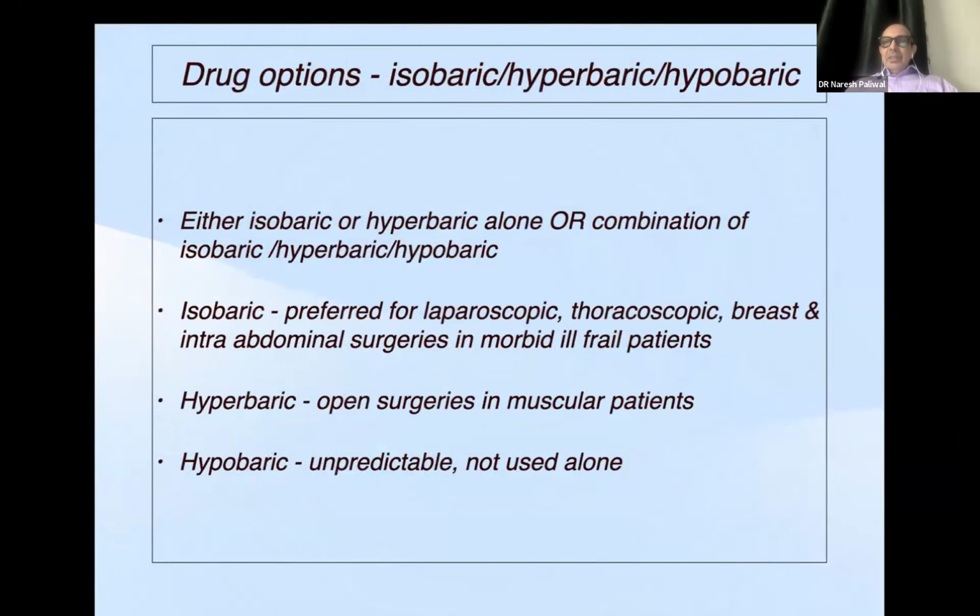Drug options: either isobaric or hyperbaric drugs alone can be used, or a combination of any two of the three, that is isobaric, hyperbaric, or hypobaric, can be used. In general, the isobaric drugs are preferred for laparoscopic, thoracoscopic, breast, and intra-abdominal surgeries in morbidly frail patients where relaxation is not an issue. Hyperbaric drugs can be a choice for open surgeries, especially where you want a good amount of relaxation in male muscular patients.